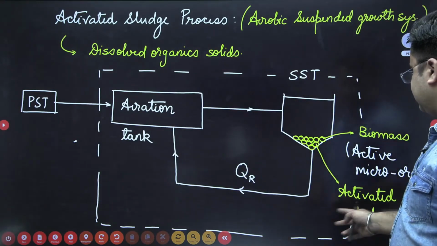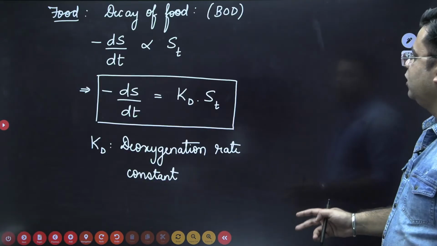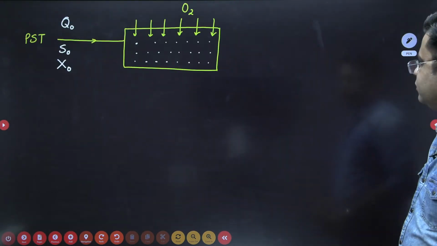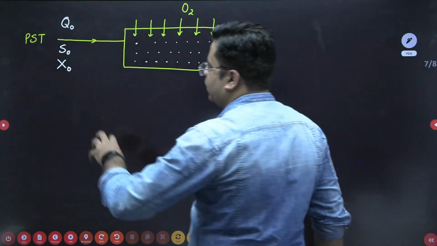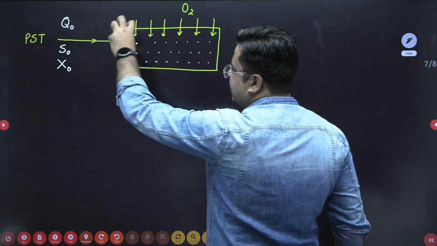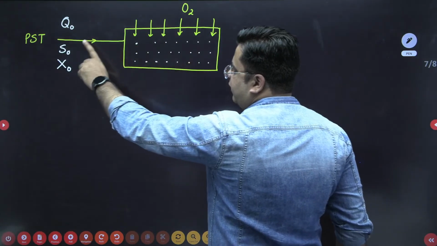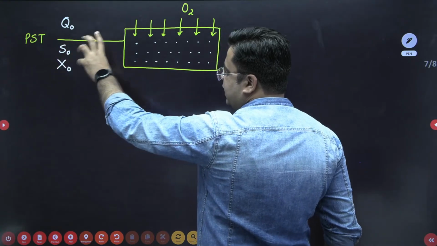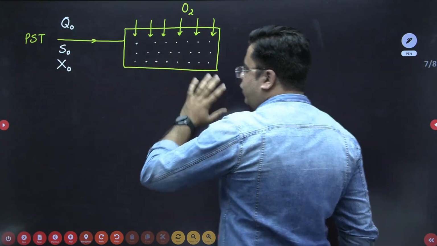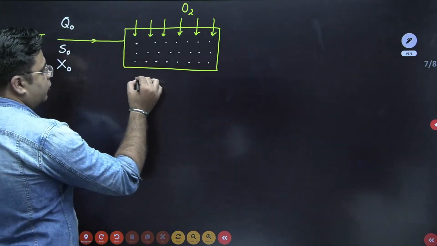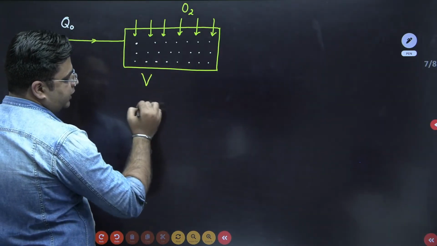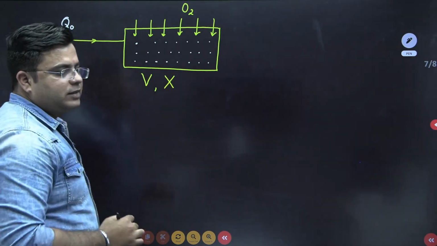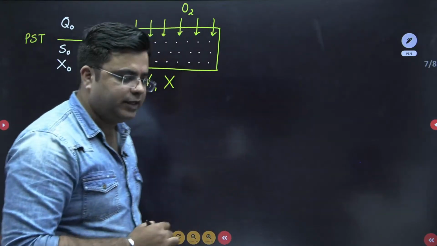Okay. Now let's see what's happening inside the activated sludge process. Okay, so we were here. Q0 amount of discharge is entering into the aeration tank. The value of BOD is S0 and MLSS concentration is X0, which is entering into the aeration tank. For the aeration tank, volume is V. V is the volume of aeration tank. X is the MLSS concentration inside the aeration tank.